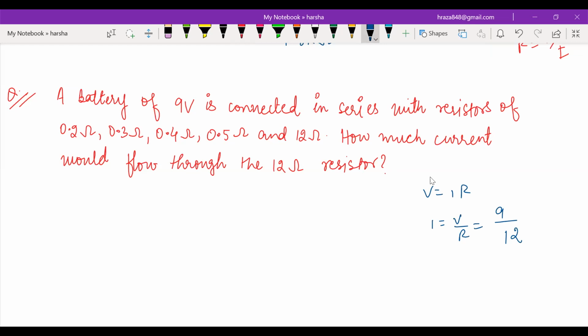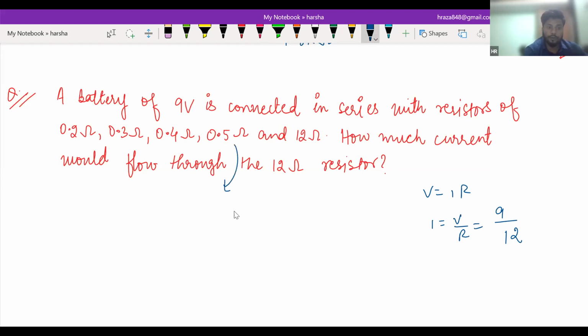Yes, sir. But this is the wrong answer, because if there is a question that asks what is the current through 0.5 ohm, what will you do? 9 upon 0.5, right? But we know that in series combination, there will not be another value of I. Suppose this is I1 and this is I2, but they are in series. That means the current flowing through these resistors is the same. So in series combination, we need to calculate the total resistance, and then we will calculate the current.